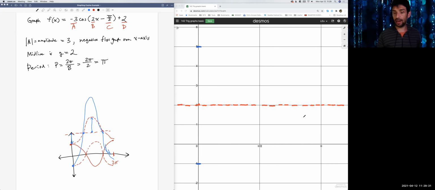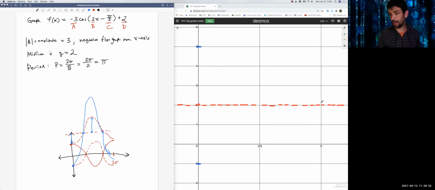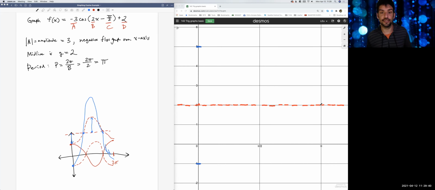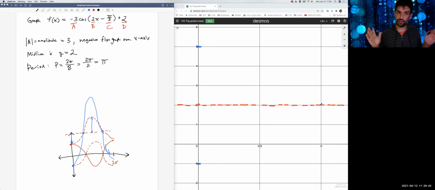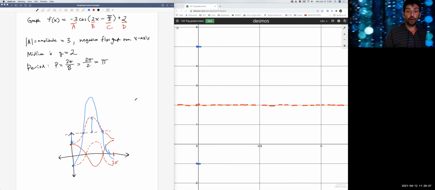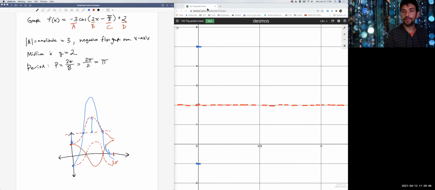And my period is pi, so from 0 to pi, I should go through a complete cycle. Remember, I'm doing the phase shift afterwards. That's the C value. I like to save that until the end, but I just want to get a picture of this thing before I shift it. So here's what I like to do.